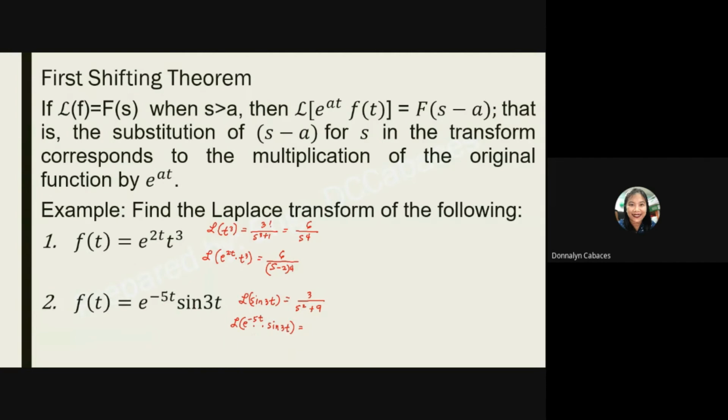So therefore, the Laplace of e to the negative 5t sine of 3t would be 3 over, we shift s into s minus minus 5, so s plus 5 squared plus 9. Or simply 3 over s squared plus 10s plus 25 plus 9, so plus 34. And that is the Laplace of the product of e to the negative 5t and sine of 3t. That is your first shifting theorem.